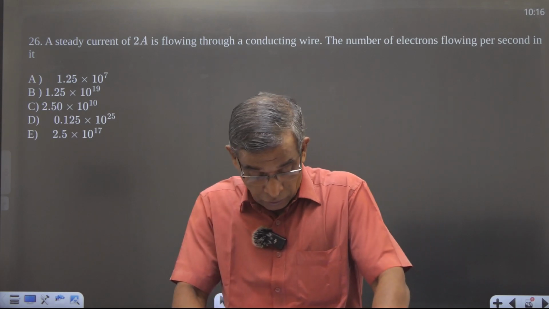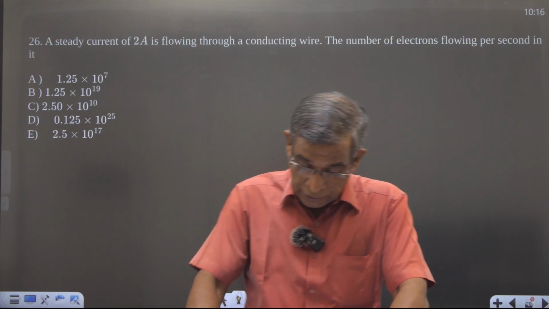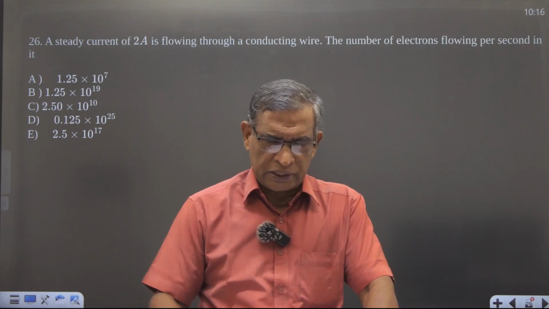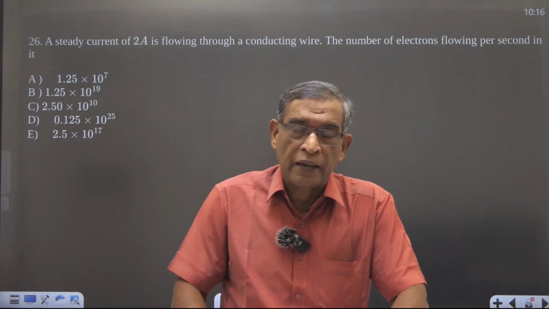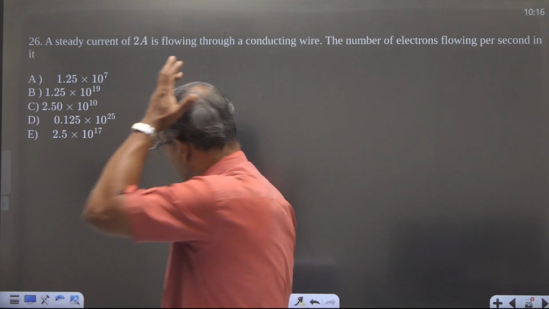A steady current of 2 ampere is flowing through a conductive wire. Find the number of electrons flowing per second in it. Repetition, we did just earlier. You know, current is charge by time, and the charge is equal to N into E, electronic charge. N into E is equal to I into T.